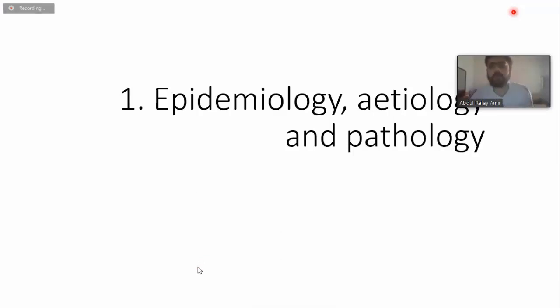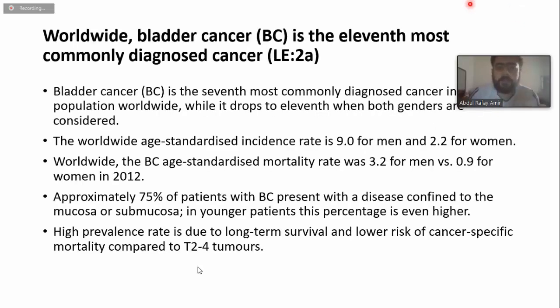Okay, now we proceed towards the guidelines, individually dissecting each statement one by one. First of all, just a few slides on epidemiology. This is basically a review of what we did in the first round. Worldwide, bladder cancer is the 11th most commonly diagnosed cancer. In men alone, it's 7th, and when both genders are combined, it's 11th most common. Worldwide incidence rates are 9 in men and 2.2 in women. However, geographic variations do exist. Worldwide, the bladder cancer mortality rate is twice as high in men as compared to women.